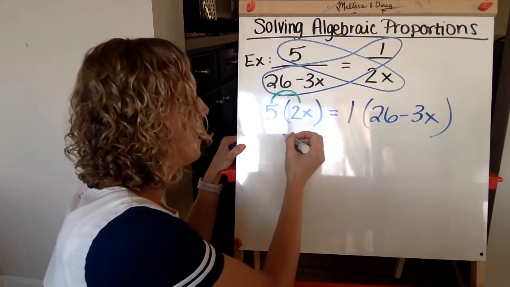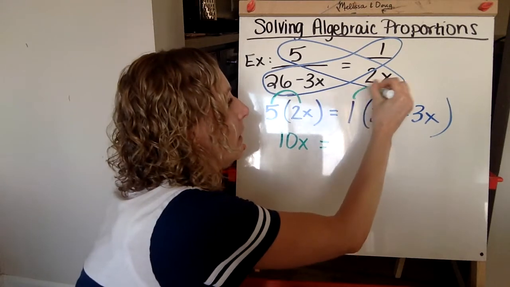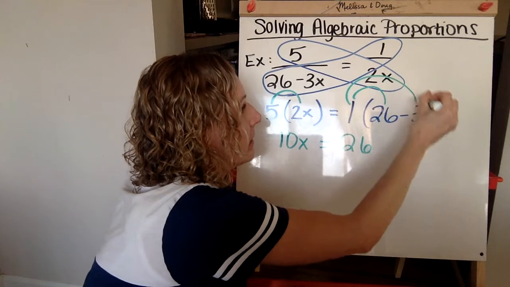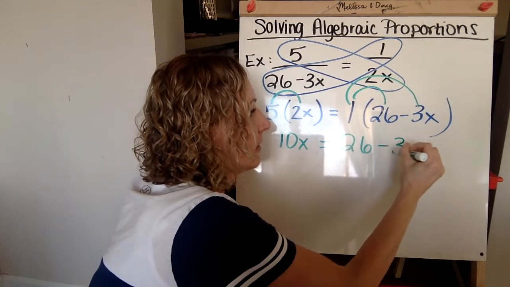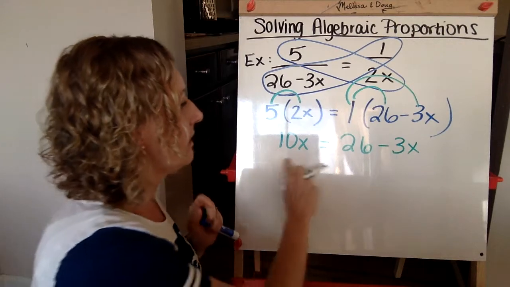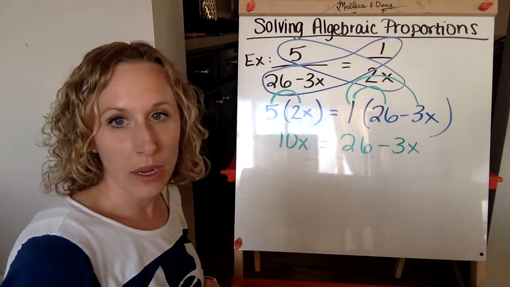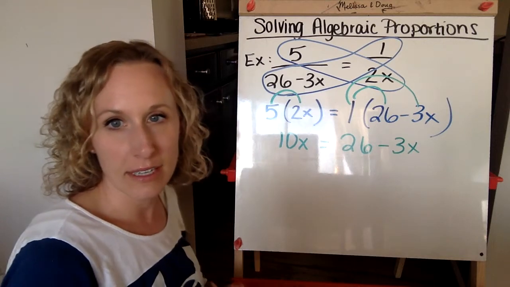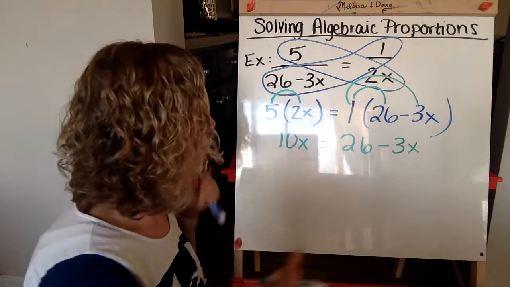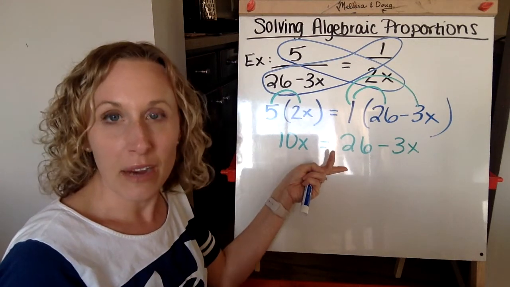In this case, we only have to distribute once. 5 times 2x is actually 10x. And 1 times 26 is 26. And 1 times negative 3x is still negative 3x. And this is now a linear equation. It's going to make that straight line. Oh, I apologize for the glare there. It's a nice sunny day today, so we're getting some from my slider. Anyway, a lot of you will know how to solve this.